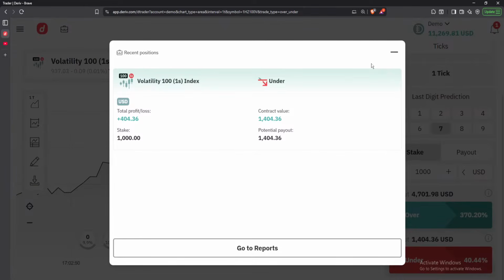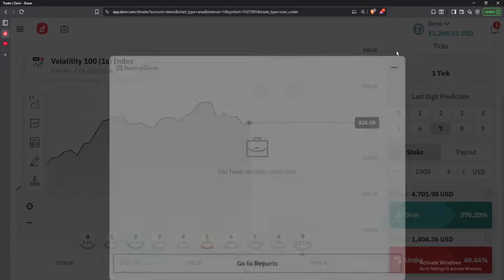Okay? So that is why, whenever you're a new trader, you should focus on the low price movement volatilities. That is volatility 10, volatility 25, volatility 15, and so on. So that you don't end up being messed with by the market.